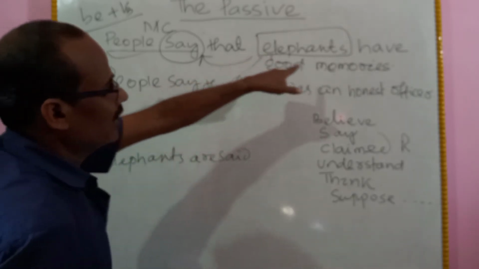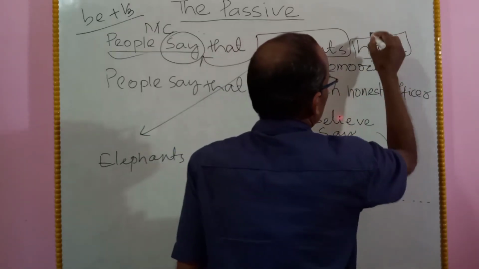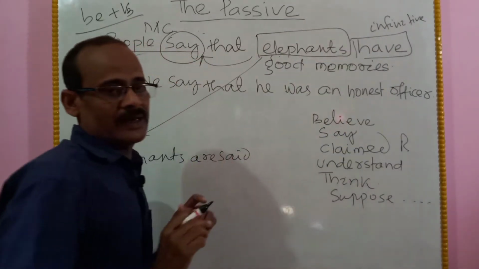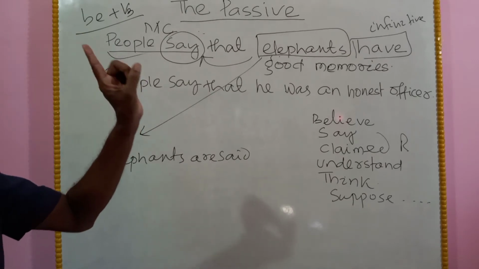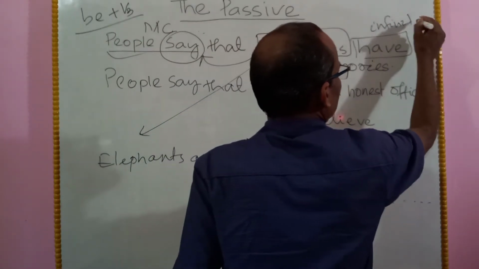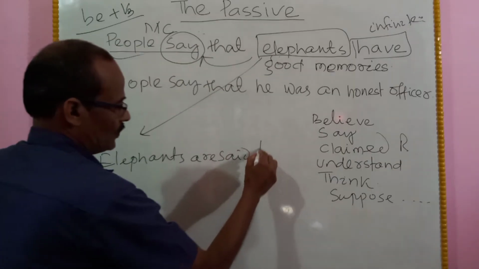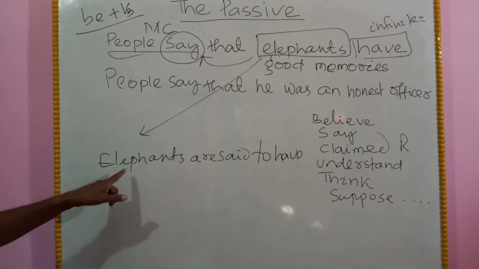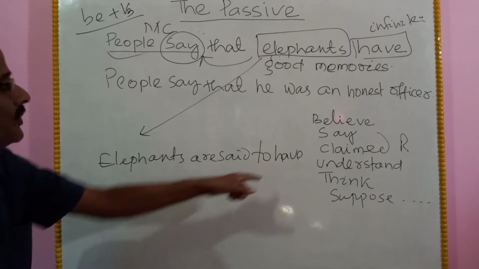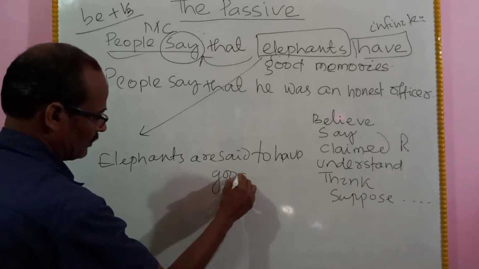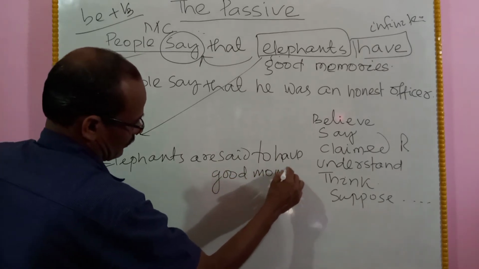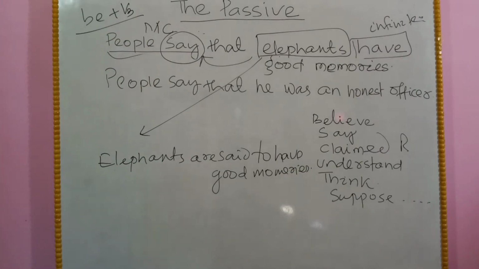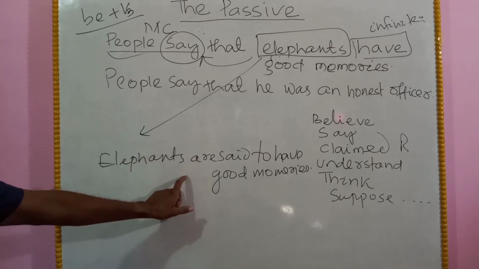And "have" turns to the infinitive, to have. You read the sentence: elephants are said to have good memories. This is our subordinate clause and it has been changed to passive.